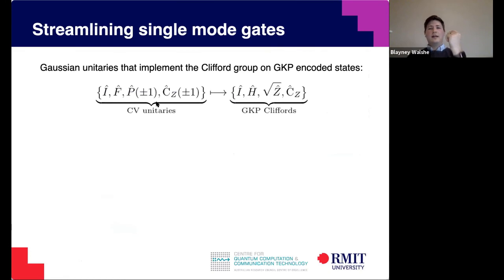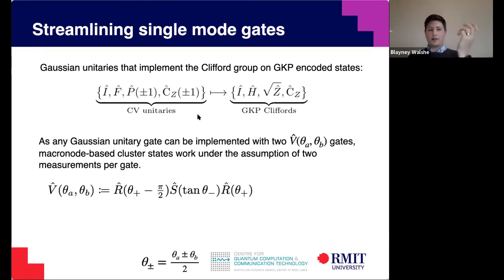But let me briefly tell you some of the other improvements that we've made to this process. So first of all, Gaussian unitaries that implement the Clifford group on GKP encoded states. For universality, you need to be able to implement the Clifford group, and these CV unitary gates are able to do that: the identity gate, Fourier transform, the shear, and the control Z gate. They map to the identity, the Hadamard, phase, and control Z gate.